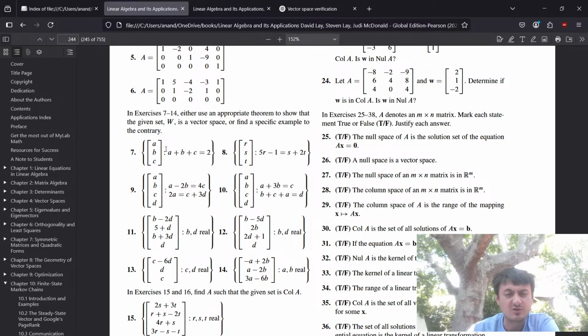So the thing about this one is, if you... The zero element... The zero vector is not in W. So 0 is not in W. Therefore, not a vector space. Okay.